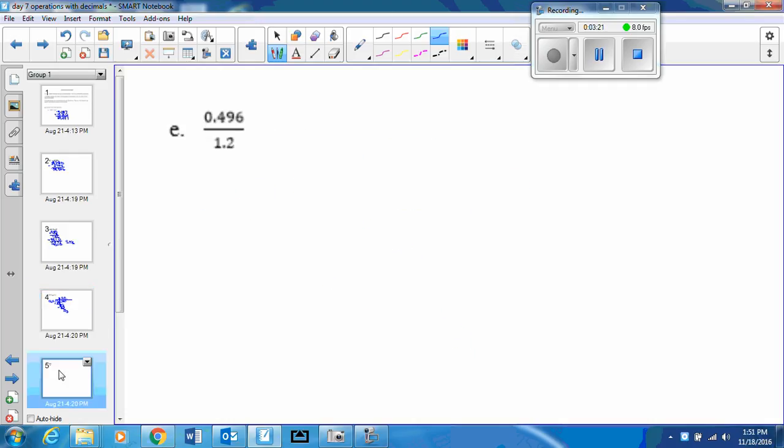Same kind of thing, this is another division problem. 496 thousandths divided by 1 and 2 tenths. Move my decimal to the end of the number I'm dividing by, so it moves 1 spot to the right. So the number I'm dividing it into, my decimal also moves 1 spot to the right.